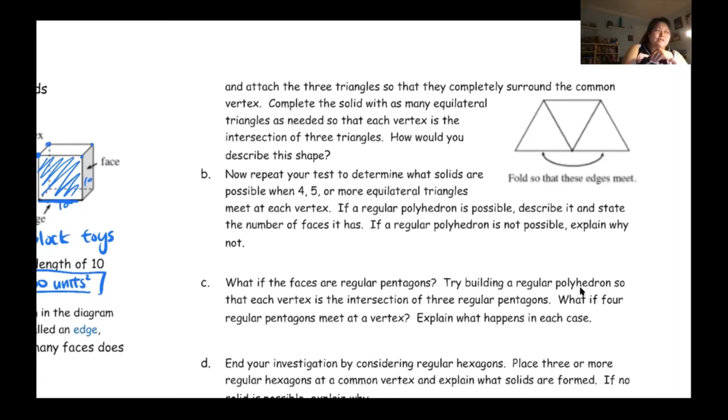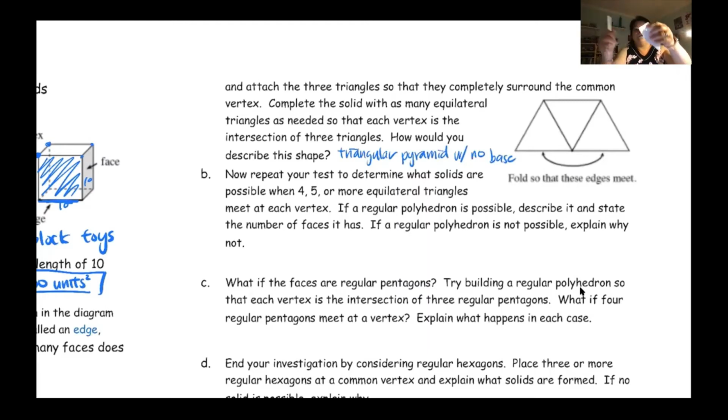So how would you describe the shape? This is a triangular pyramid with no base. Nothing on the bottom. It's empty on the bottom here. So now repeat your test to determine what solids are possible with 4 or 5 or more equilateral triangles.